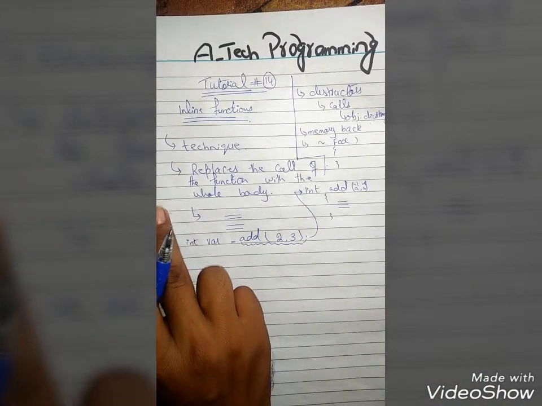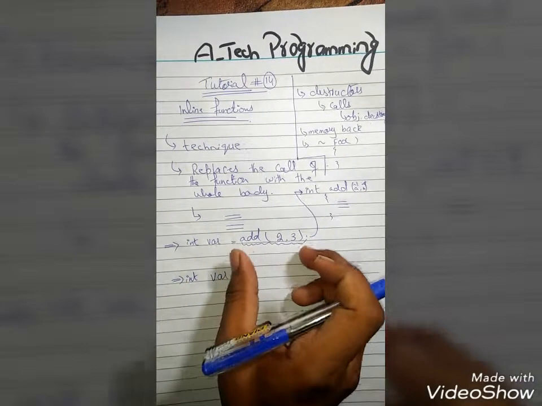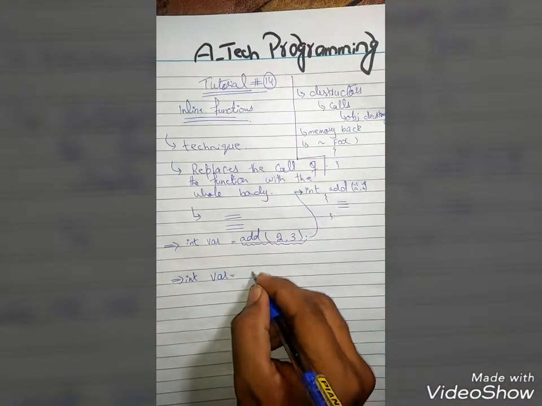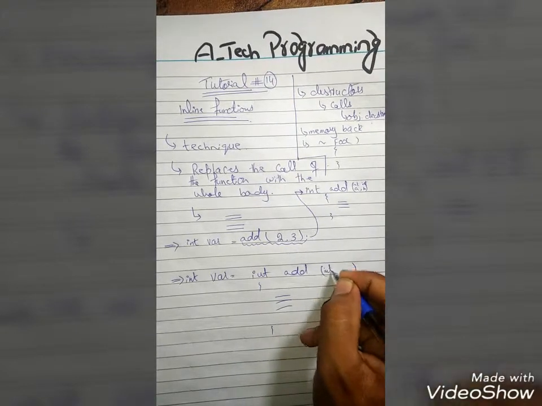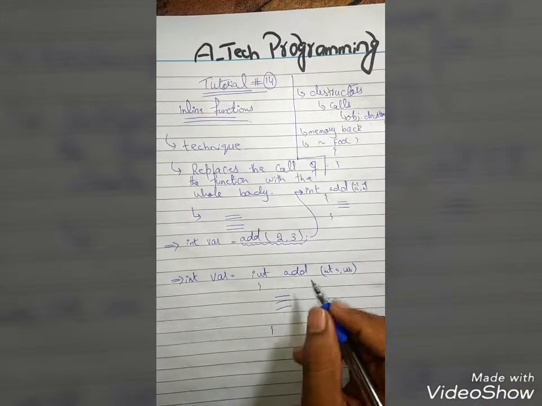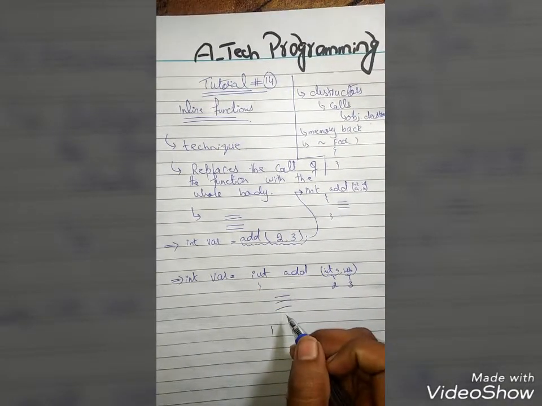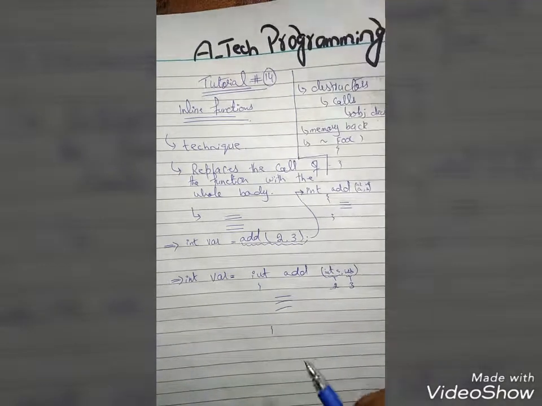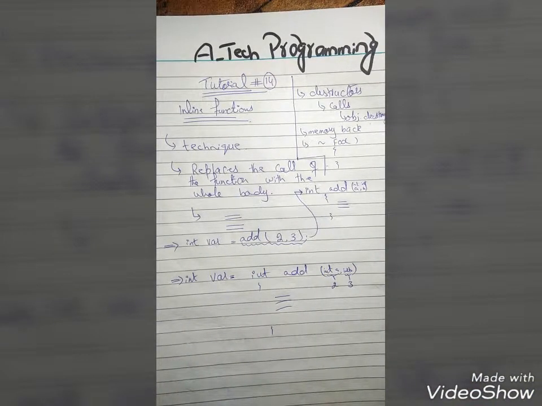But when we use the inline technique, what will it do? This line will become int variable equals, and this call will be replaced by the whole function, int add, int a, int b, and the body of the whole function. This 2 will come here and this 3 will come here, and the value after manipulating the body of the function comes similarly in this variable. It means it replaces the function call with the whole function. I already told you it is just a technique, not a method that makes the work possible. It's just a technique that makes the work faster.